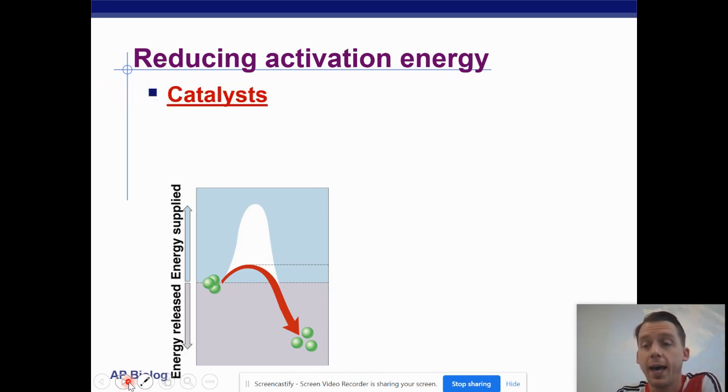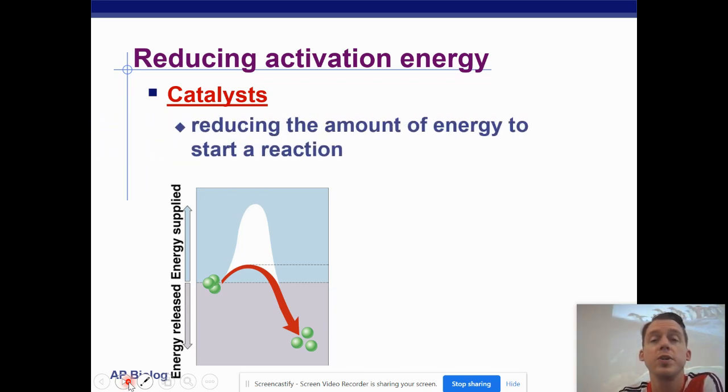We use what is called a catalyst. Again, you may remember this from chemistry. A catalyst is going to reduce the amount of energy needed to start a reaction. In other words, it's going to reduce the activation energy.